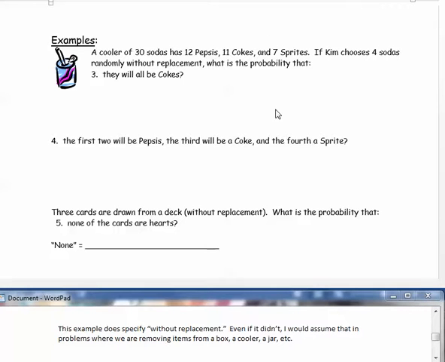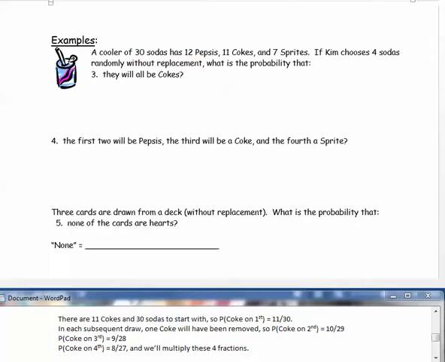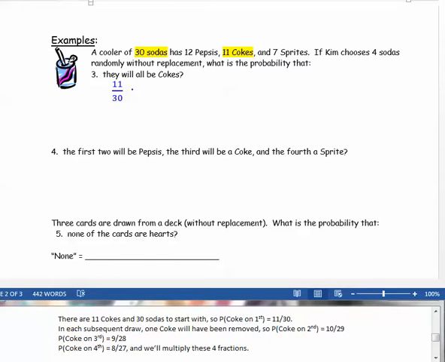This example does specify without replacement, but even if it didn't, I would assume that in problems where we're removing items from a box, a cooler, a jar, etc. There are 11 Cokes and 30 sodas to start with, so the probability of Coke on the first draw will be 11 out of 30. In each subsequent draw, 1 Coke will have been removed, so for a Coke on the second, we take each number down by 1 and make it 10 out of 29.